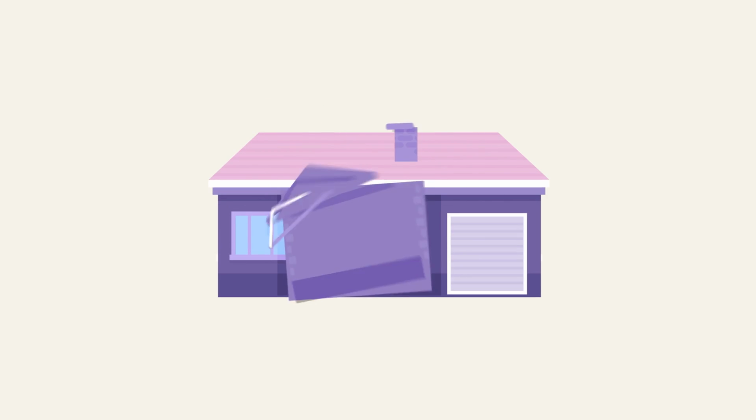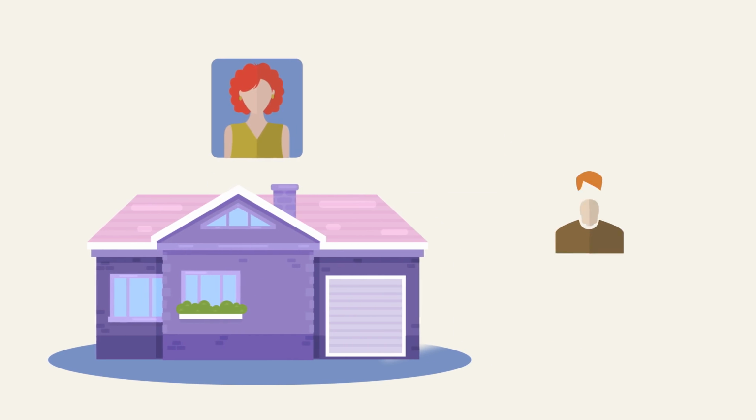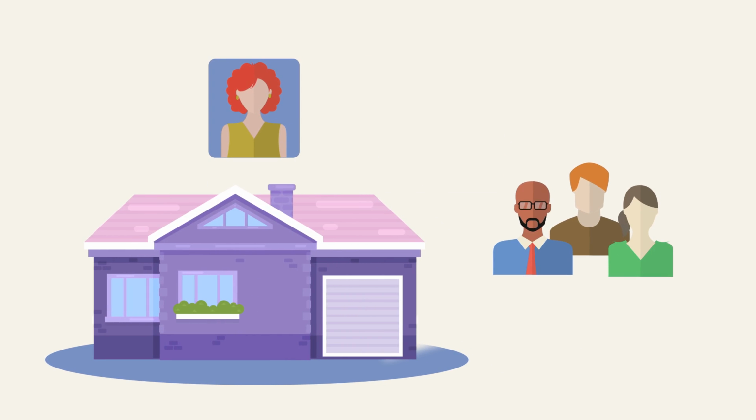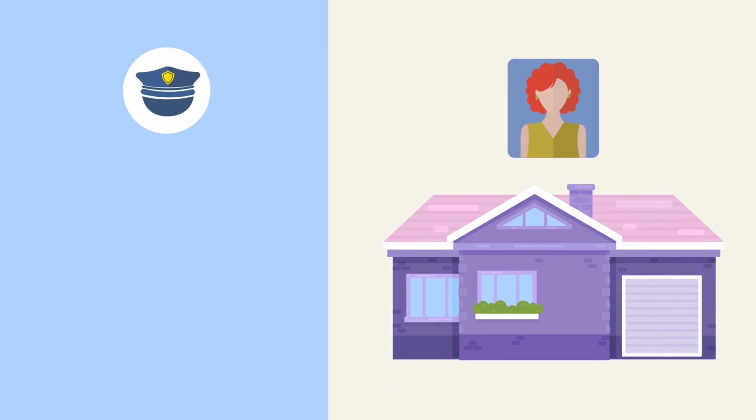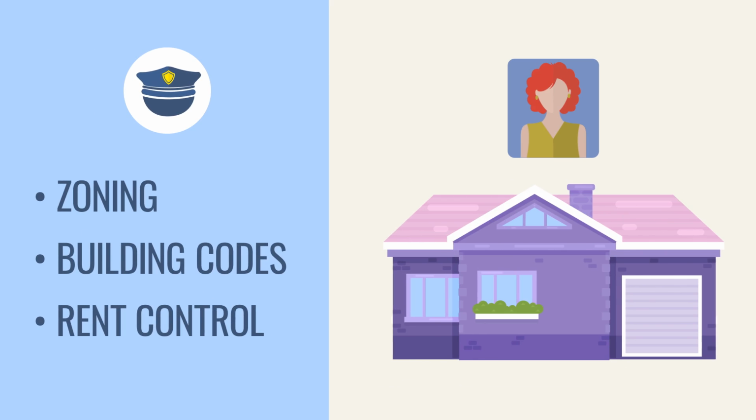Police power is the state's inherent right to regulate an individual's conduct or property to protect the health, safety, welfare, and morals of the community. Some common examples of police power as it relates to real estate are zoning, building codes, and rent control.